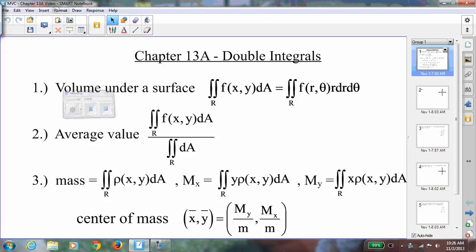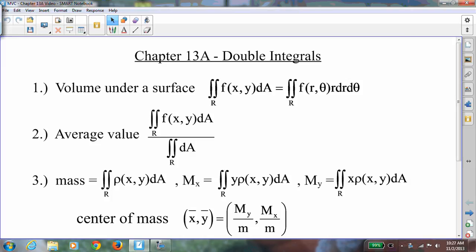Good morning, everyone. I decided to break Chapter 13 up into two videos. The first video will focus on the double integrals, and then the next video will focus on the triple integrals. So on the first page here, I have all the formulas that you need to know for our double integrals.